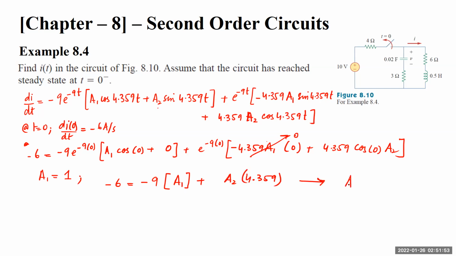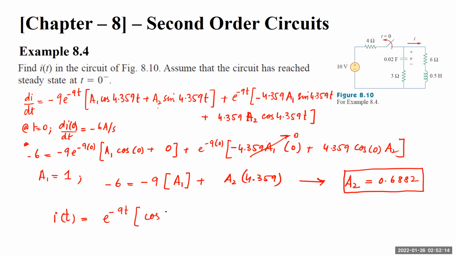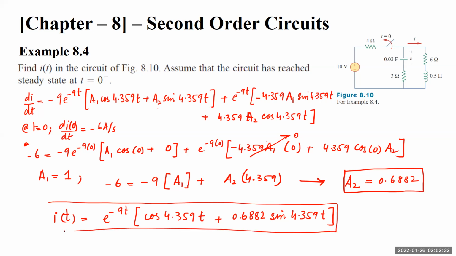So eventually we get the value of a2, and the value of a2 we get is 0.6882. So our overall solution i(t) for this case will become e raised to power minus 9t cos of 4.359t plus 0.6882 sine of 4.359t. So this is our overall solution, and this is our answer.